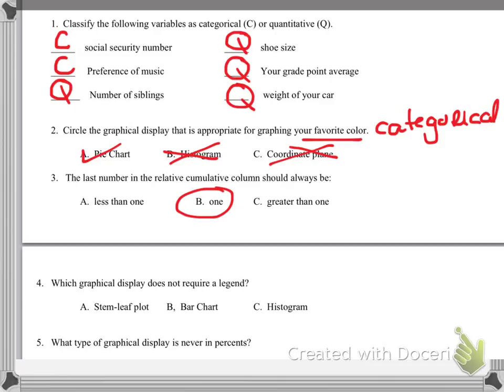Which graph does not require a legend? Okay, stem-and-leaf plot has one. Bar chart, remember if it's a frequency bar chart, it might. So the answer is C. The answer is does not require. I'm sorry, the answer is C.